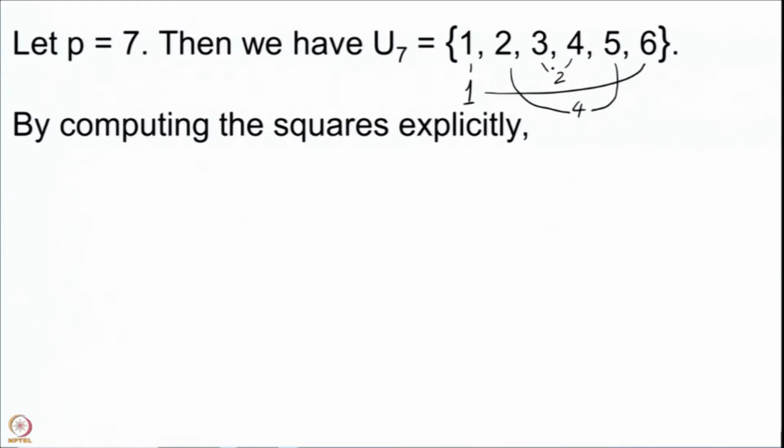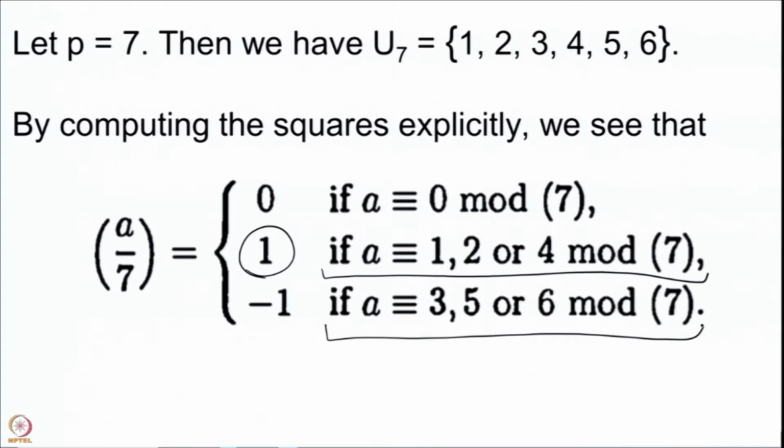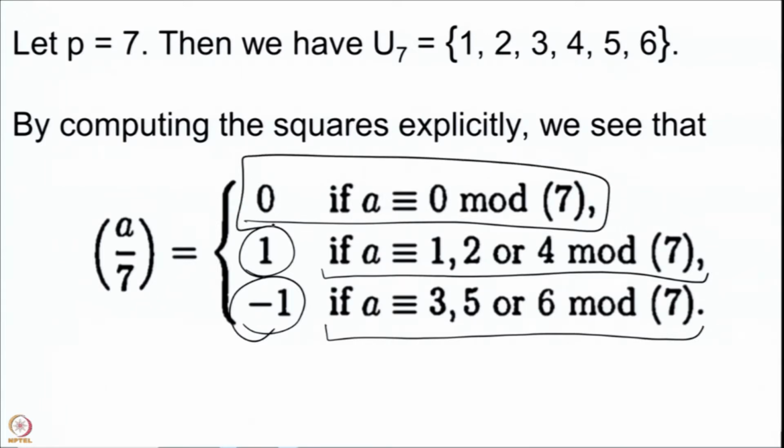So, we have exactly 3 squares in U7, or there are exactly 3 elements in Q7, and when you write them in order you will write them as 1, 2, 4. And so, this is exactly what we have. Whenever this element is 1, 2 or 4 modulo 7, then the Legendre symbol modulo 7 is 1. The remaining 3 elements, which are 3, 5, 6 mod 7, have Legendre symbol value minus 1, and of course, whenever A is divisible by 7, the Legendre symbol is 0.